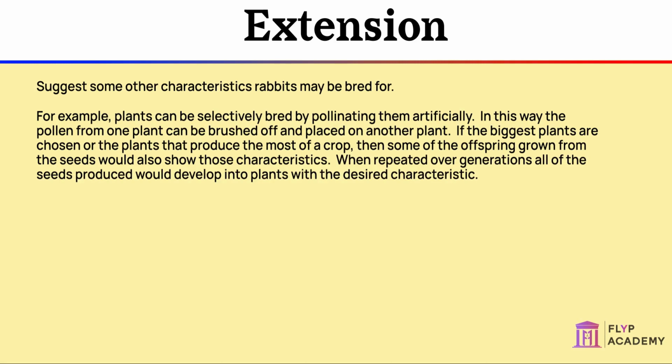A disadvantage of selective breeding is called inbreeding. This is because the gene pool is limited as offspring from the same parents are bred together. This can lead to more recessive genetic disorders and can make the organisms more susceptible to diseases.